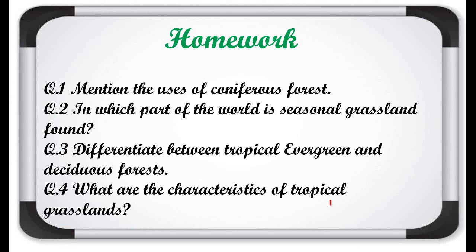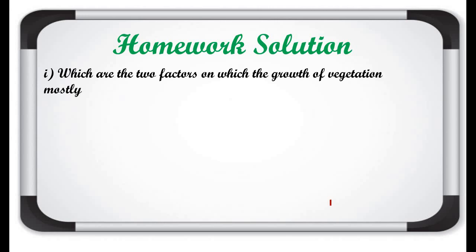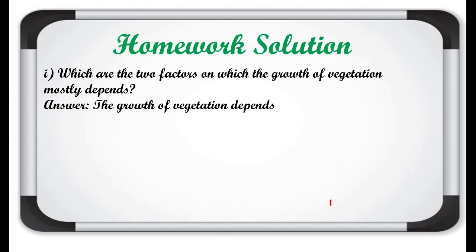Now we will discuss the homework solution of lecture 1. In yesterday's homework, the first question was: which are the 2 factors on which growth of vegetation mostly depends? So what is the answer? The growth of vegetation depends on 2 factors: temperature and moisture.